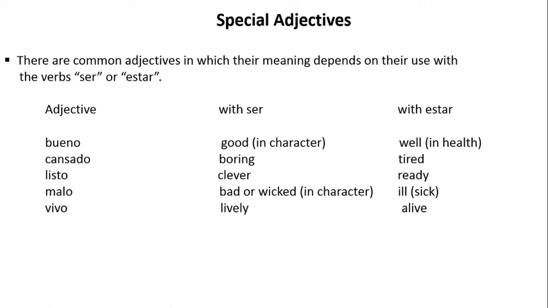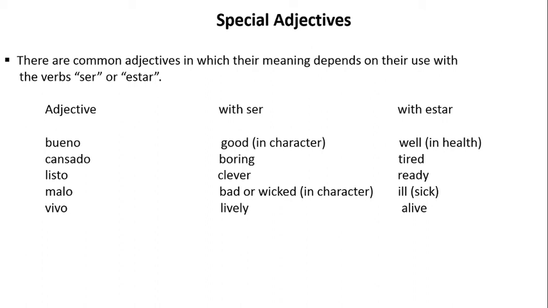Now let's switch to special adjectives. There are common adjectives in which their meaning depends on their use with the verb ser or estar. For example, let's take the adjective bueno. When used with the verb ser, it means good in character. When used with the verb estar, it means well in health. The adjective cansado, when used with ser, means boring. When used with estar, means tired. The adjective listo, when used with ser, means clever. When used with estar, means ready.